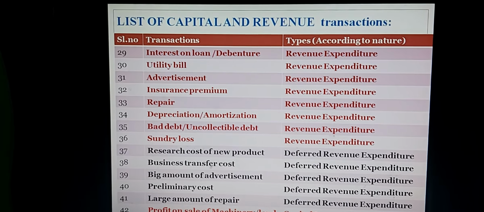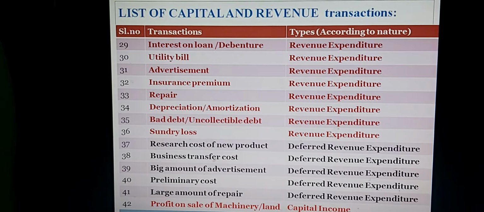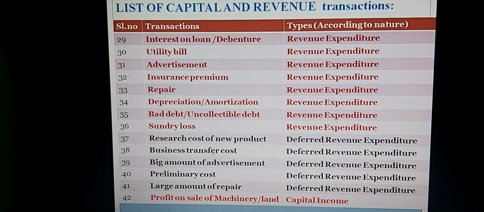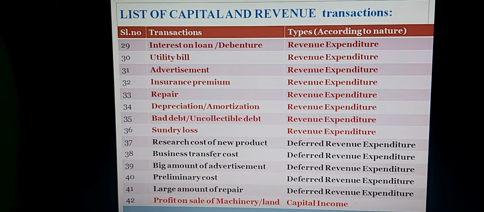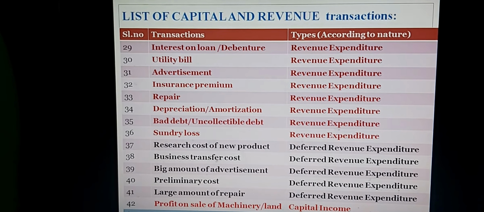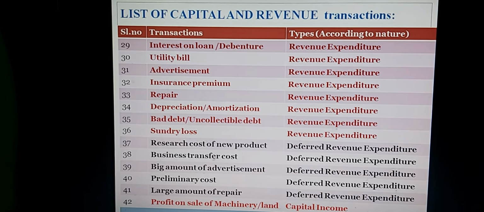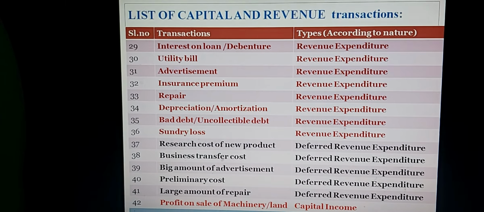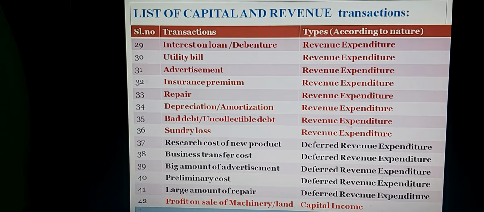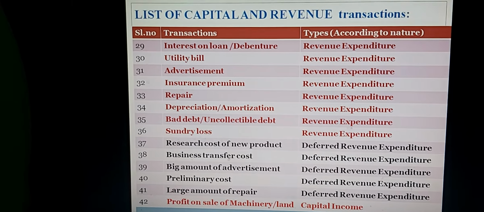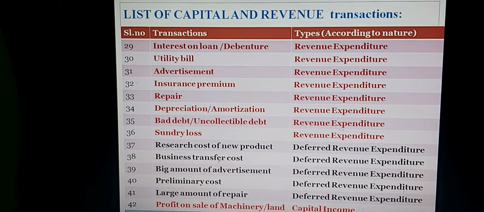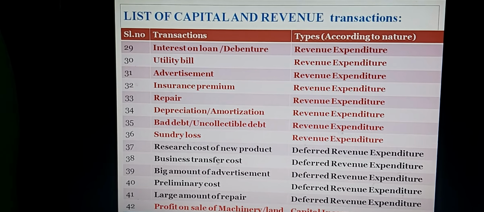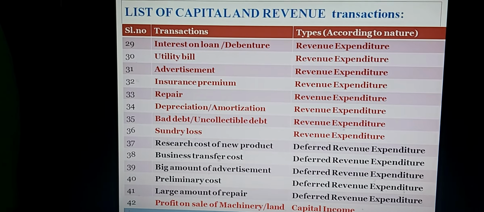Bad debt or uncollectible debt. What is bad debt? The irrecoverable amounts from customers, the amount which is not collected from the customers or debtors or receivables, that is called bad debt. It's one kind of revenue expenditure in business. Sundry loss, any abnormal loss or accidental loss, stolen, lost, all are related to revenue expenditure because a small amount of money is related to these transactions.